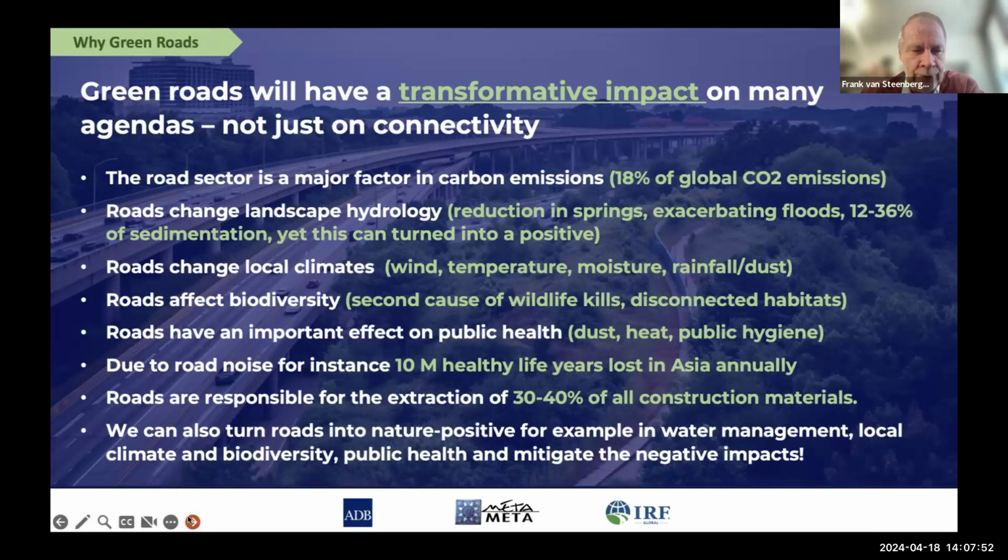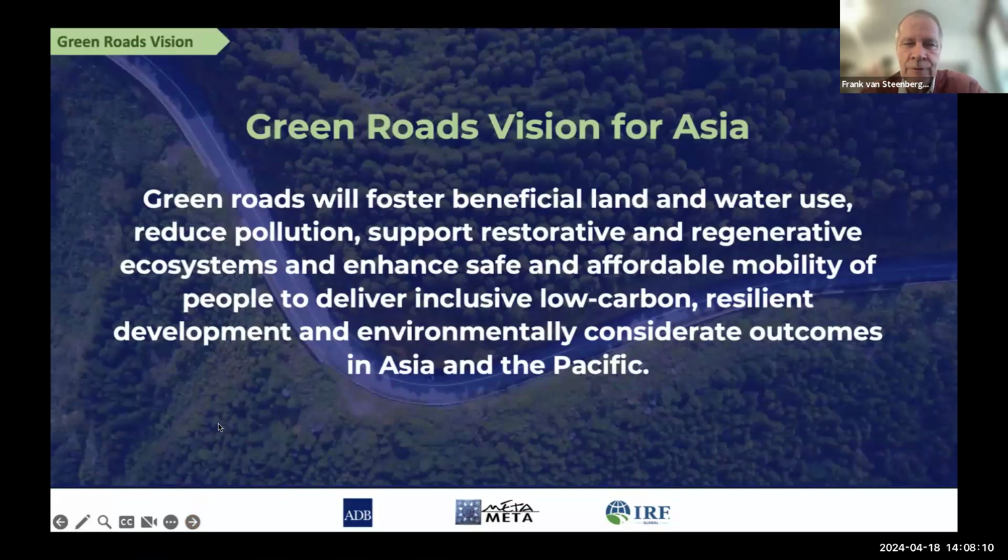So what we would like to do today is also try to see with relatively small measures, but probably a lot of alertness and clever thoughts, how we can turn roads into positive instruments for land and water management. And this fits into the Green Roads vision for Asia that we've developed. That Green Roads will foster beneficial land and water use, reduce pollution, support restorative and regenerative ecosystems, enhance safe and affordable mobility of people, to deliver inclusive, low carbon, resilient development, and environmentally considered outcomes in Asia and the Pacific. So, roads, because of their size, have this responsibility, and everybody involved in the sector.